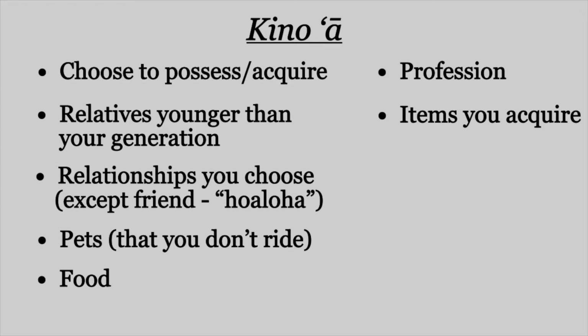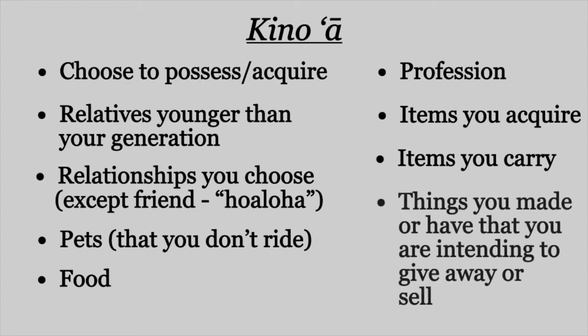Kino a objects also include items that you carry, like a purse or bag. Now, I know that sounds like something in close contact with your body or something that you wear, but just remember, if you carry it, it's a kino a item. And finally, kino a objects also include things that you made or have that you are intending to give away or sell. So you are transferring the ownership away from yourself.